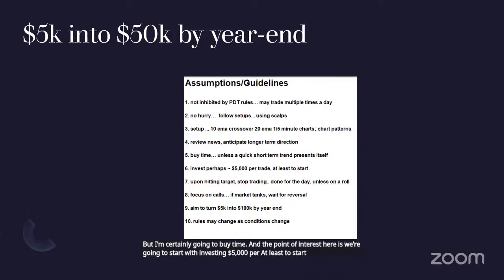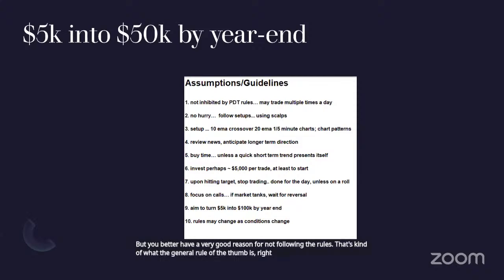And then upon hitting the target, stop trading, done for the day, unless you're on a roll. Now, I know it sounds a little funny because it's like, well, here's the rule, unless you don't want to follow it. But you better have a very good reason for not following the rules. That's kind of what the general rule of thumb is, right?